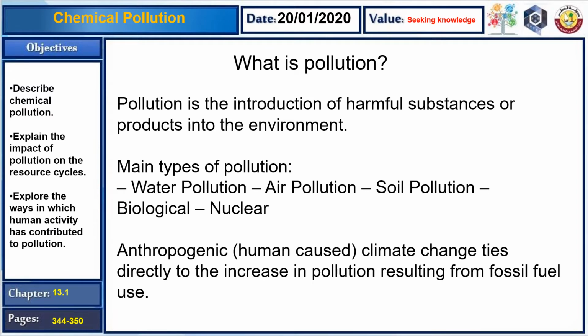What is pollution? So pollution is the introduction of harmful substances or products coming into the environment. There are various types of pollution, but the main pollution types are water pollution, air pollution, soil pollution, biological, and nuclear. The key word here, anthropogenic, which means human-caused changes to the climate, is directly linked to an increase in pollution due to more use of fossil fuels.